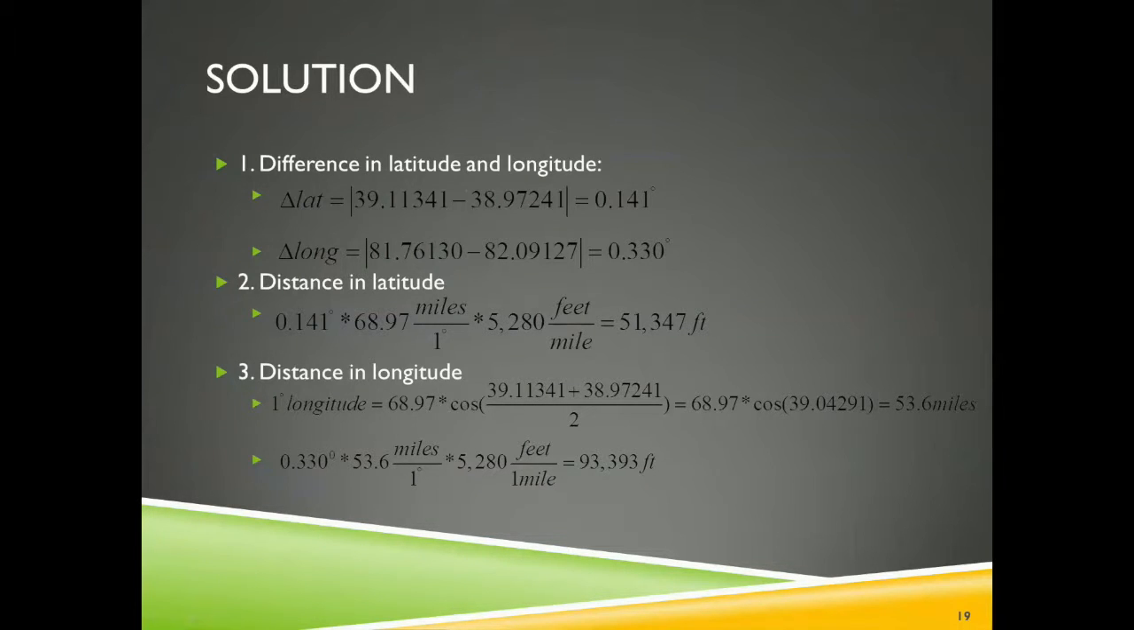Next, we calculate the distance in longitude. First, we take 1 degree of longitude equals 68.97 miles and multiply it by the cosine of the average latitude. This works out to 68.97 times the cosine of 39.04291 degrees. This gives us a distance of 53.6 miles per 1 degree of longitude. We then take 0.330 degrees and multiply it by 53.6 miles per 1 degree of longitude, and again convert to feet by multiplying by 5,280 feet per 1 mile. This gives us a distance of 93,393 feet.